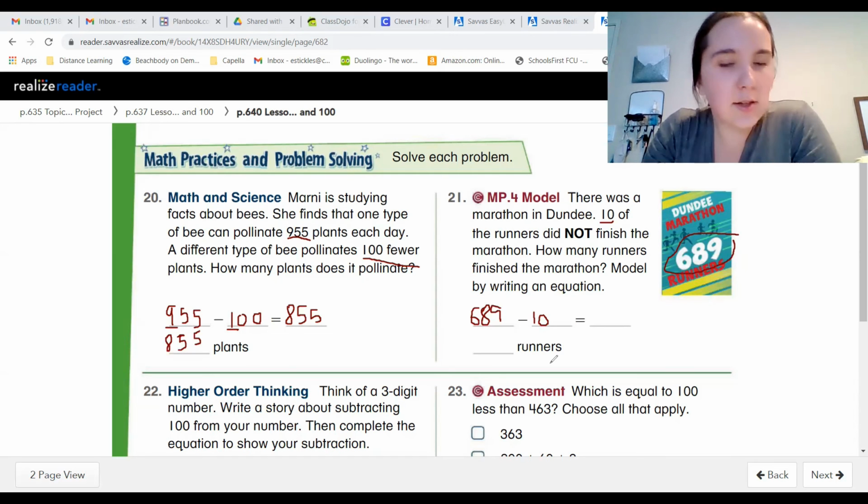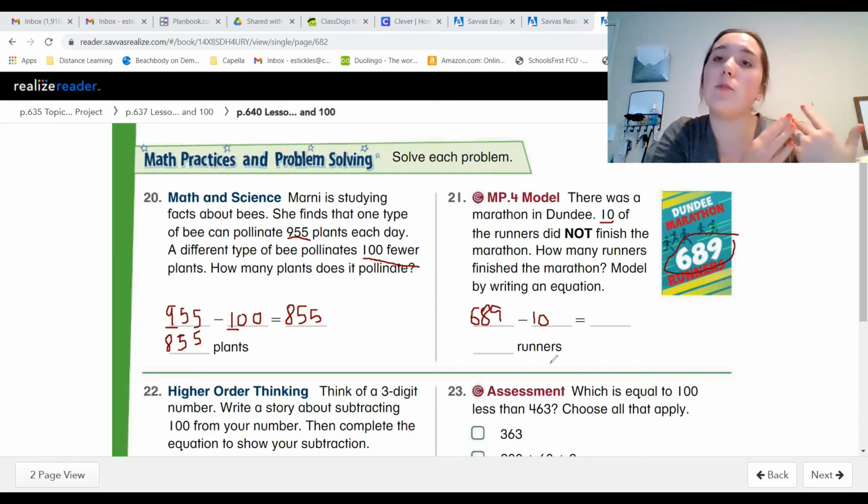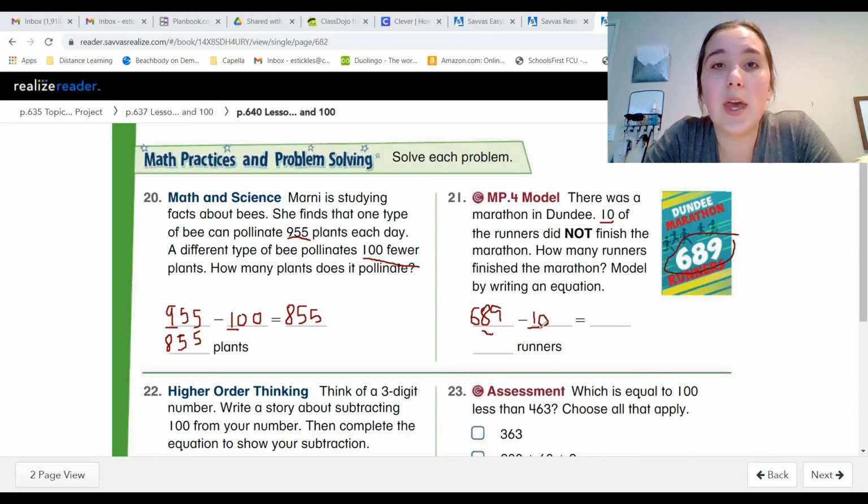Okay, let's see. So we had 689 people all together, but 10 of them didn't finish. So we need to subtract those 10 to find out how many of the runners did finish. So I had 8 in my tens place, and I'm taking away one of those tens. So 8 minus 1 would be 7. So I'm still going to have my 600s, but I'm only going to have 7 tens, and my 9 ones didn't change. So that means that 689 minus 10 equals 679, which means that only 679 of the runners actually finished the marathon. Great job.